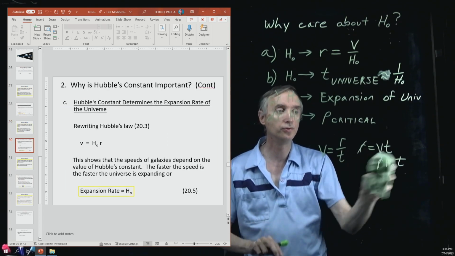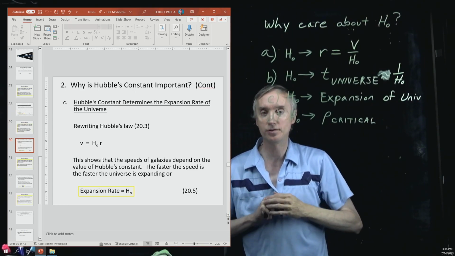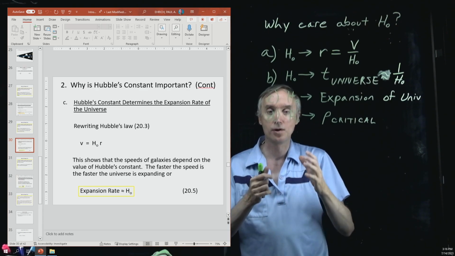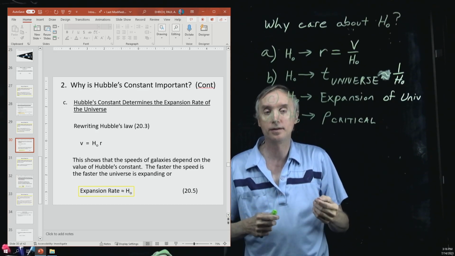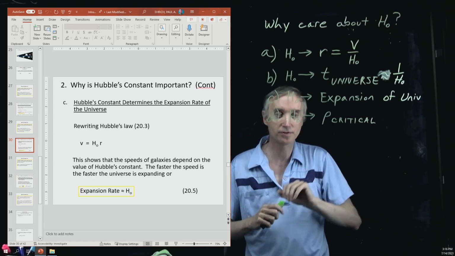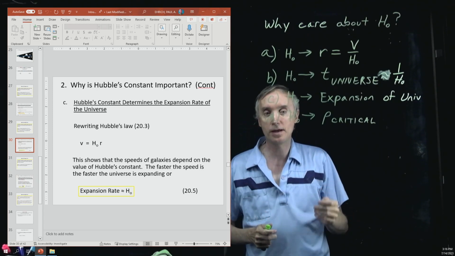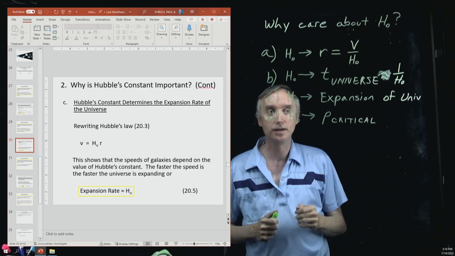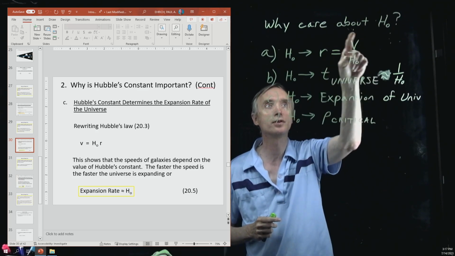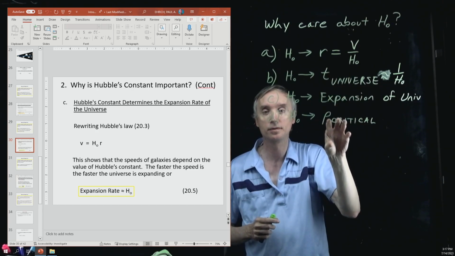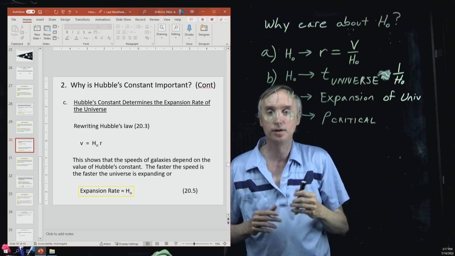All right, let's now do another one here. Hubble's constant is going to determine the expansion rate of the universe. We think that the universe is expanding. Space and time are expanding, and part of that is because of the Big Bang. Later, in another episode, we're going to talk about dark energy, which is causing the universe to expand. The expansion rate, how fast the universe is expanding, is related to Hubble's constant. We can take this equation up here and rewrite it so it says v equals something. Velocity is going to be equal to h sub 0 times r.